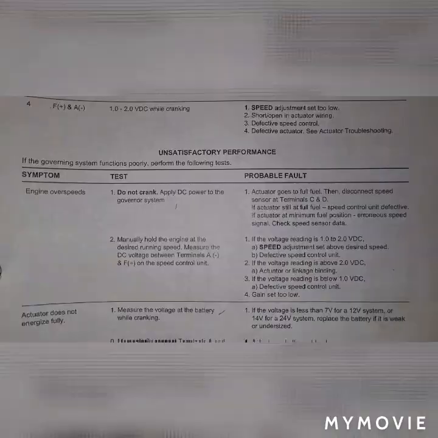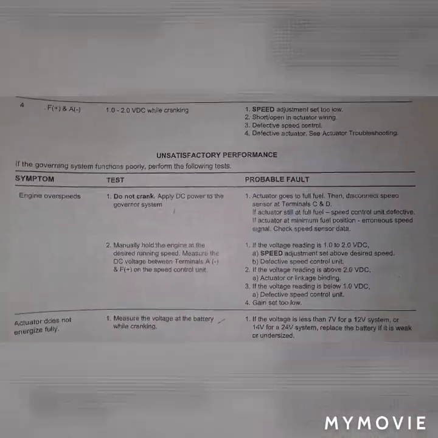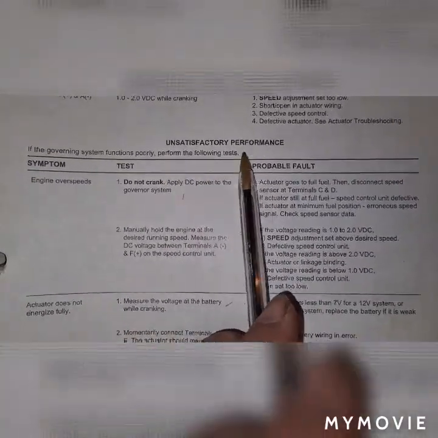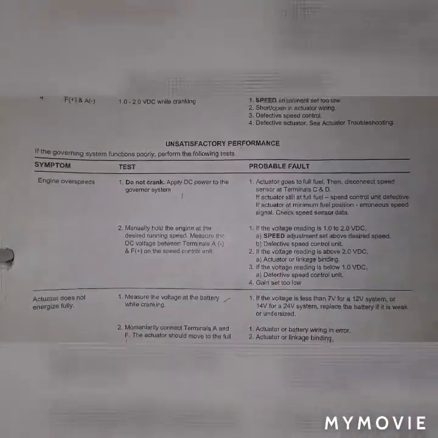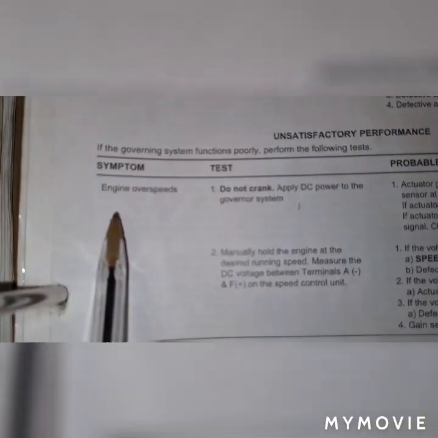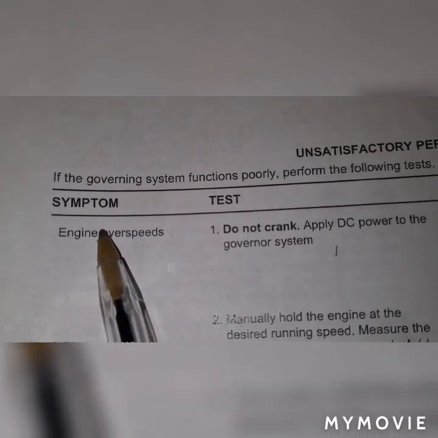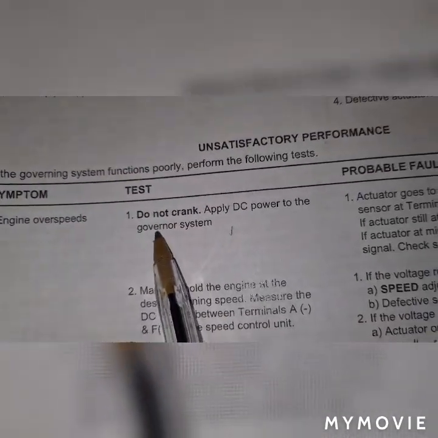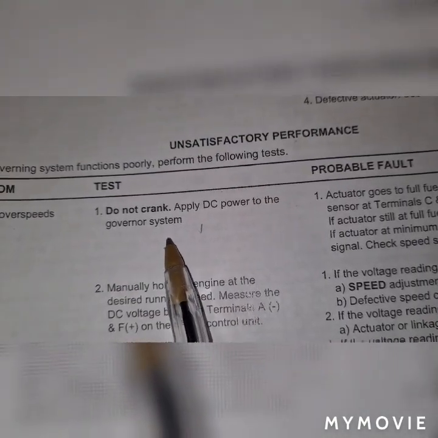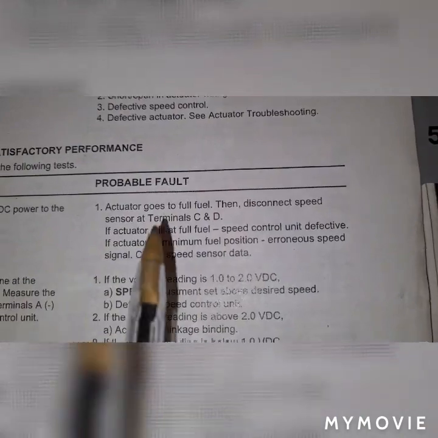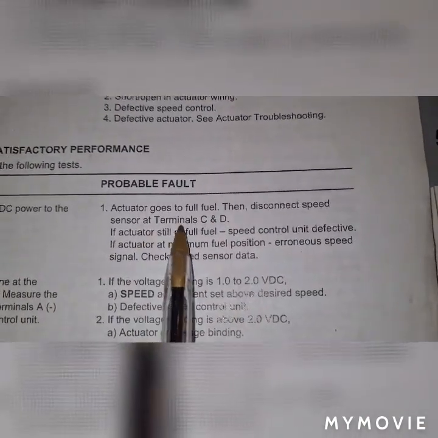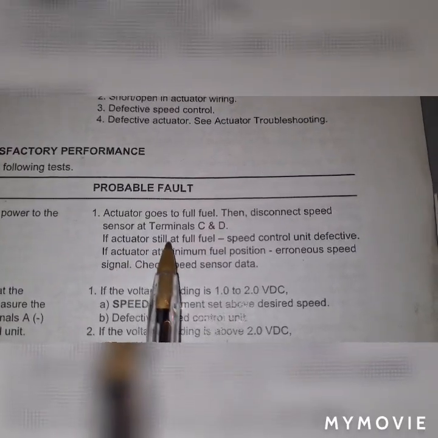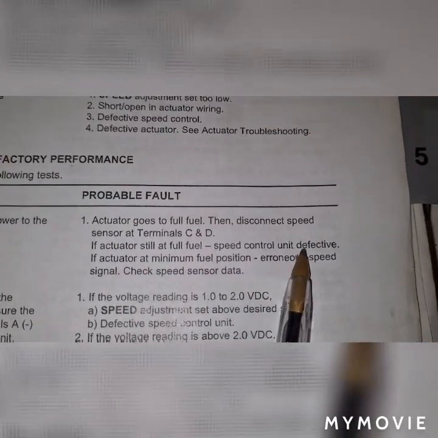If you watch the video I made, you need to see this also. I'm going to share with you the unsatisfactory performance. If you have symptoms here, there is a tabulated troubleshooting for engine overspeed. Okay, engine overspeed test: do not crank, apply DC power to the governor system. Probable fault: if the actuator goes to full fuel, then disconnect the speed sensor at terminals C and D. If the actuator is still at full fuel, the speed control unit is defective.